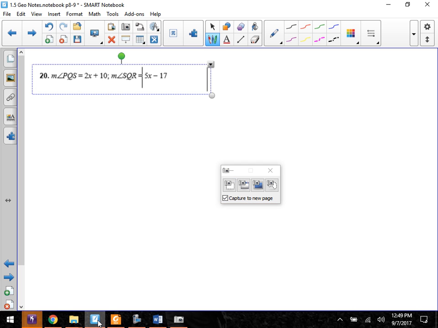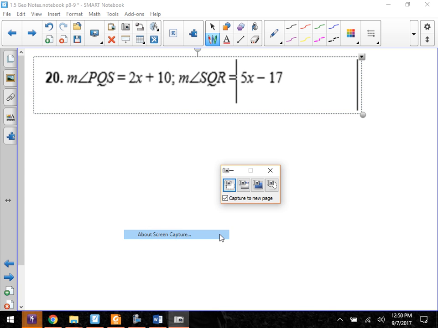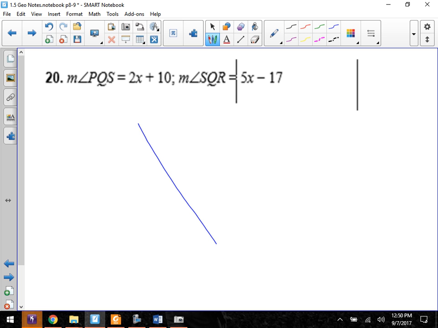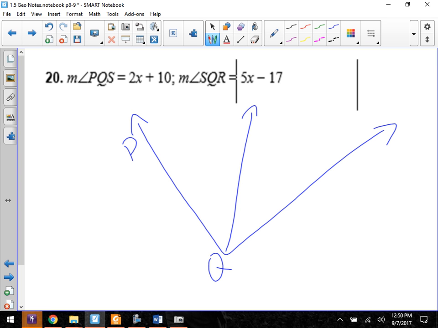So let's see, QS. Overdraw it, because you can. P, Q, R, S. Tick marks.